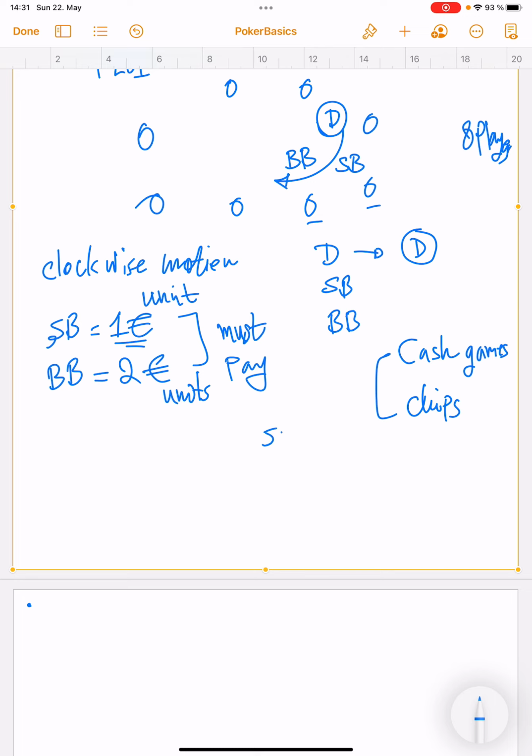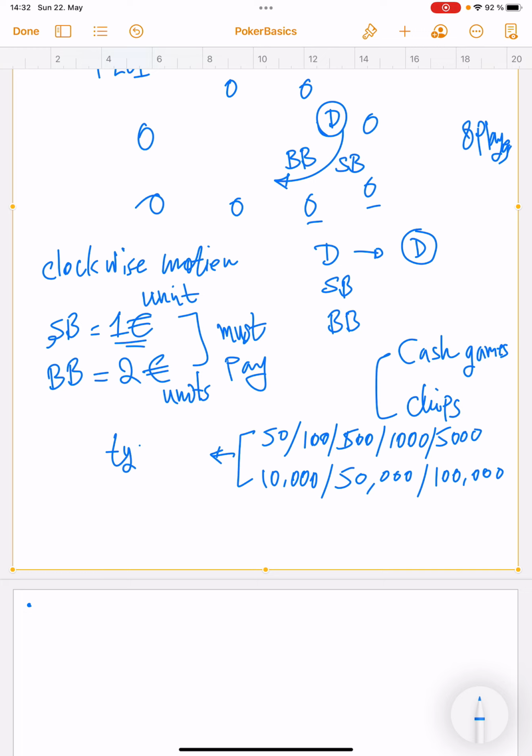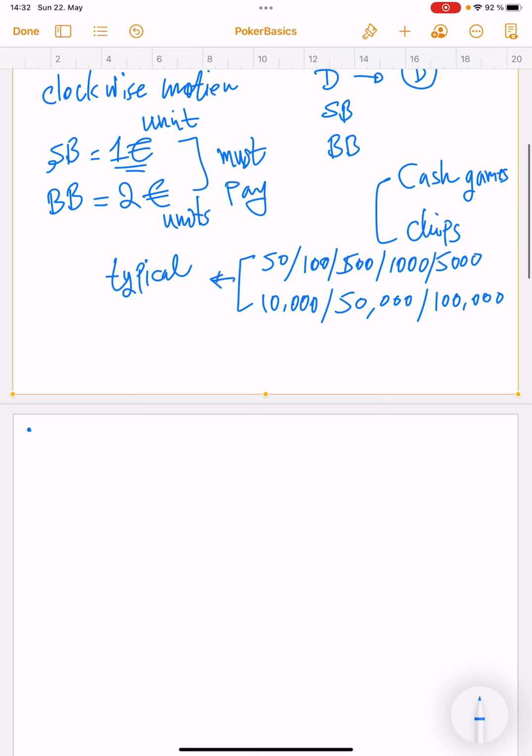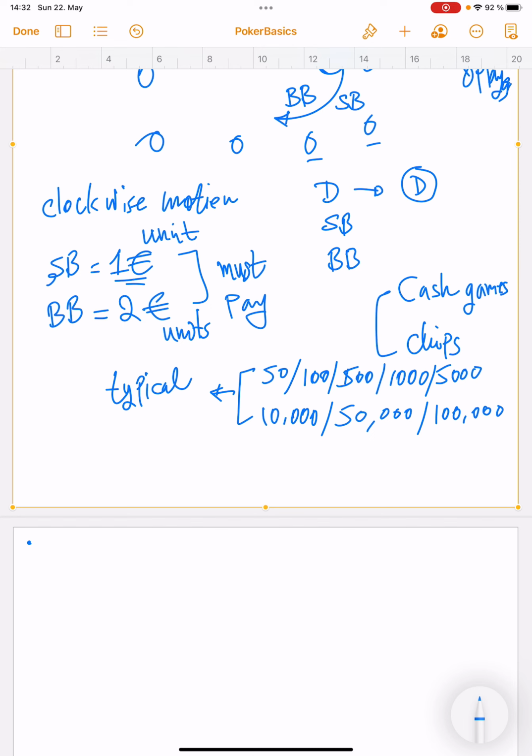Chips are usually like, I don't know, 50, and then we have 100, then 500, 1,000, 5,000, 10,000, 50,000, and 100,000. They can be completely different, but let's say one set of typical chips in a poker game can be these units: 50, 100, 500, 1,000, 5,000, 10,000, 50,000, and 100,000.